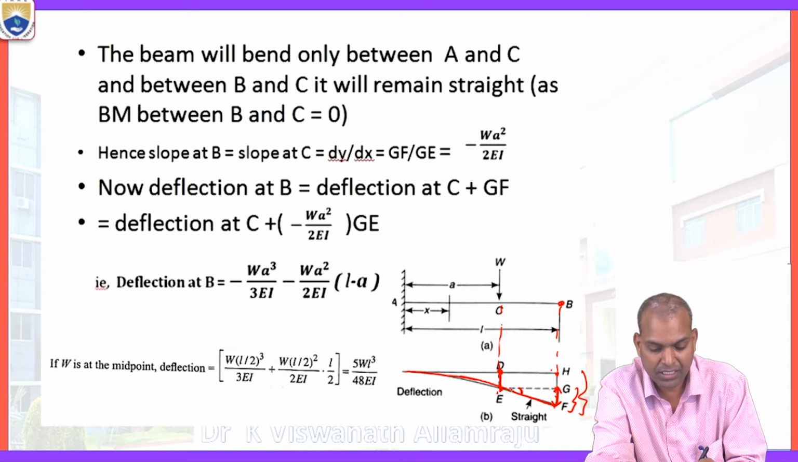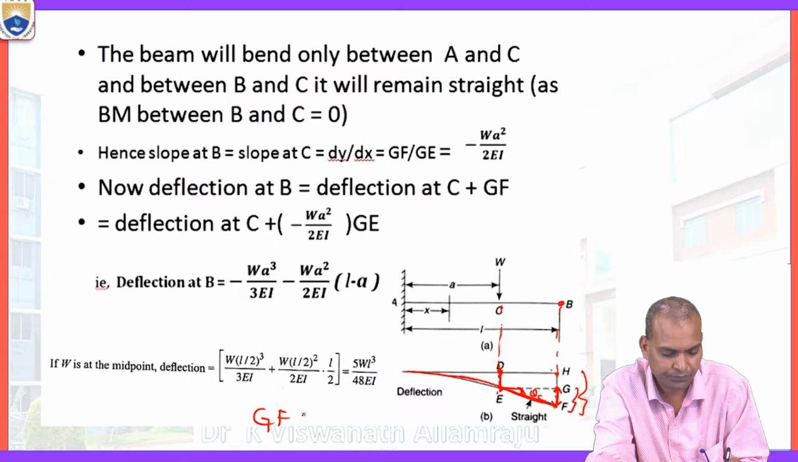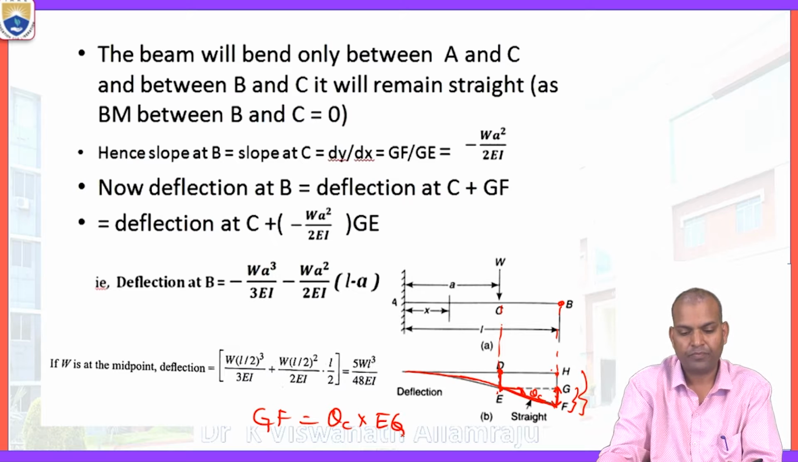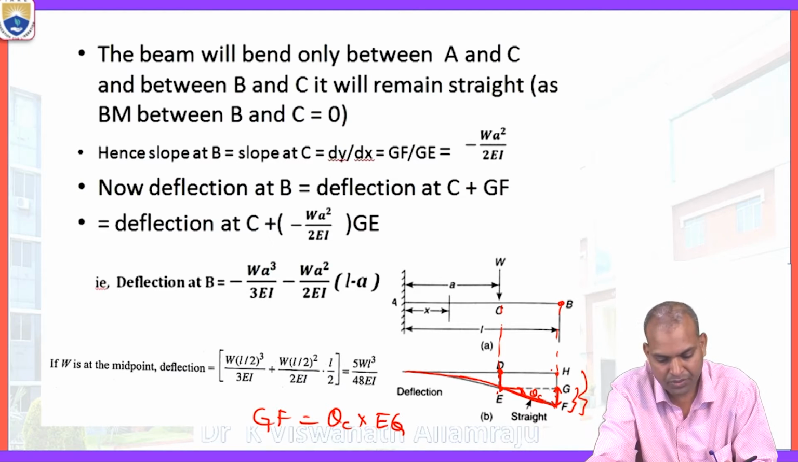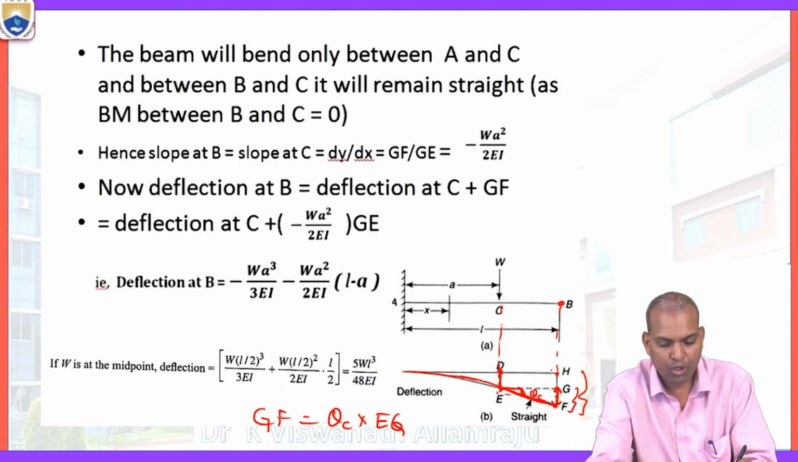That GF distance comes from the slope angle. This slope is theta C. That means GF equal to slope times EG. Slope times EG. Alright? Okay, slope times EG.